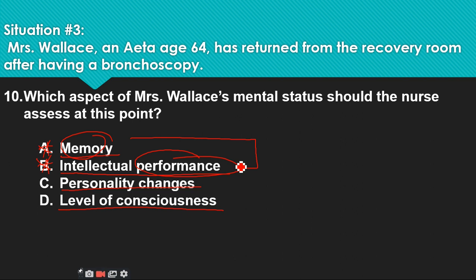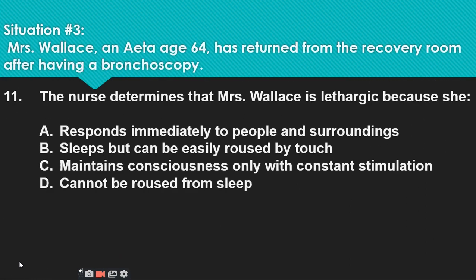So we're left with two choices, letter C and D. Of course, which mental status? When you say mental status, it is very important for us to take into consideration the level of consciousness of our patient. So the best answer for number 10 is letter D. So that is letter D for number 10. Let's now have question number 11.